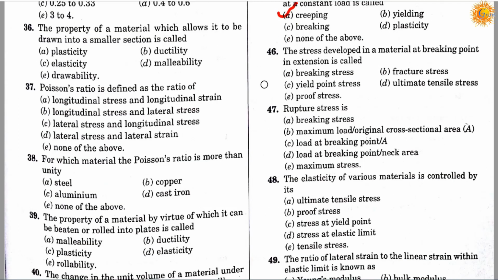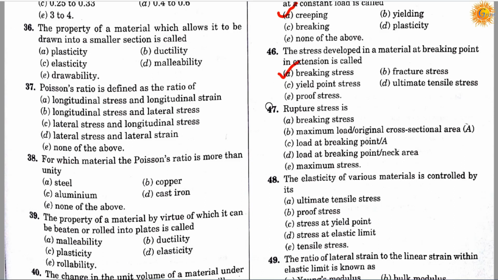Question number 46. The stress developed in a material at breaking point in extension is called: option A, breaking stress; option B, fracture stress; option C, yield point stress; option D, ultimate tensile stress; and option E, proof stress. Correct answer is A, it will be breaking stress.